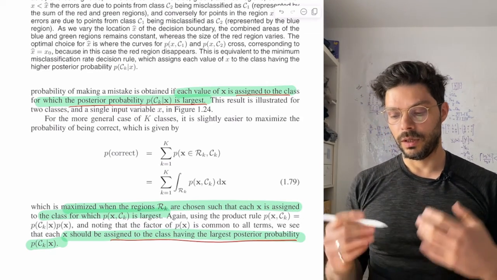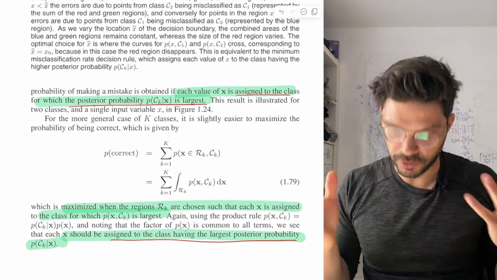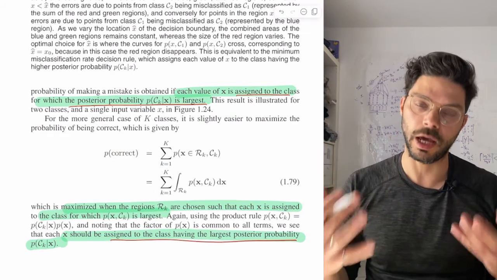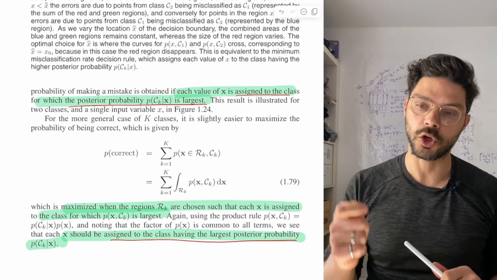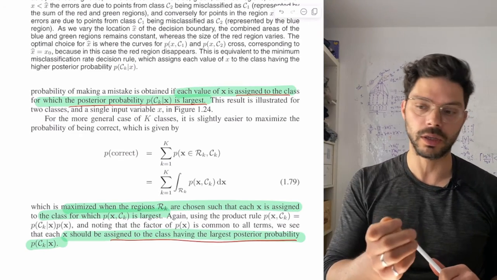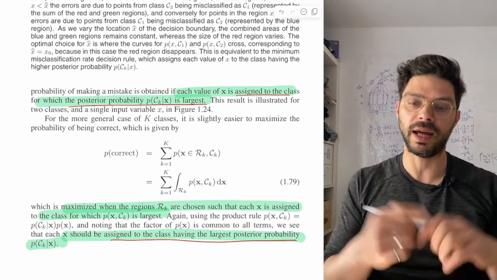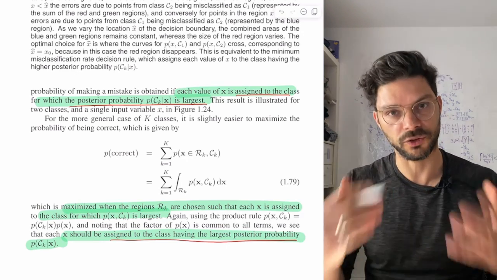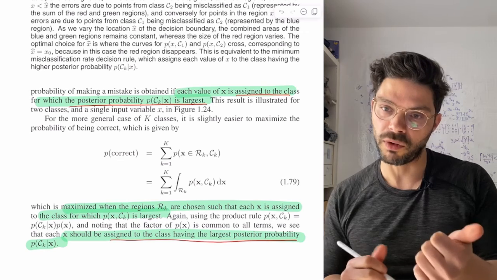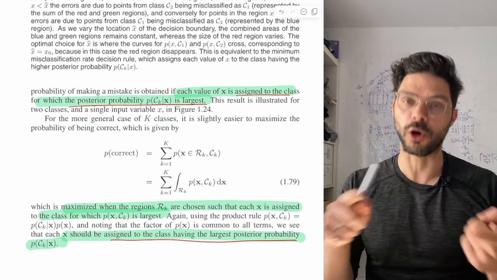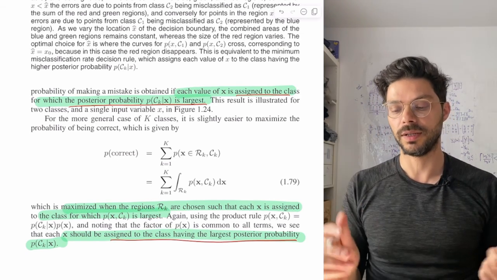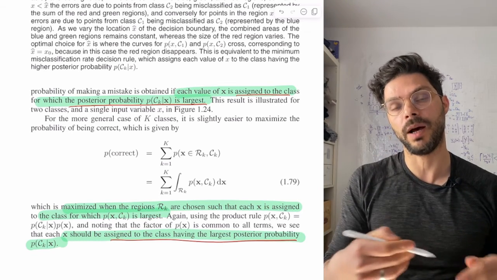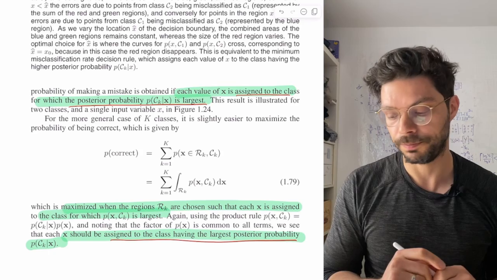So in summary, when your whole point is just to minimize the misclassification rate, the way you should assign a point to a region is by assigning it to the class that has the highest posterior probability. And that's what decision theory tells you when you have arrived with your joint probability over points and classes, and the criterion you're trying to minimize is your misclassification rate.